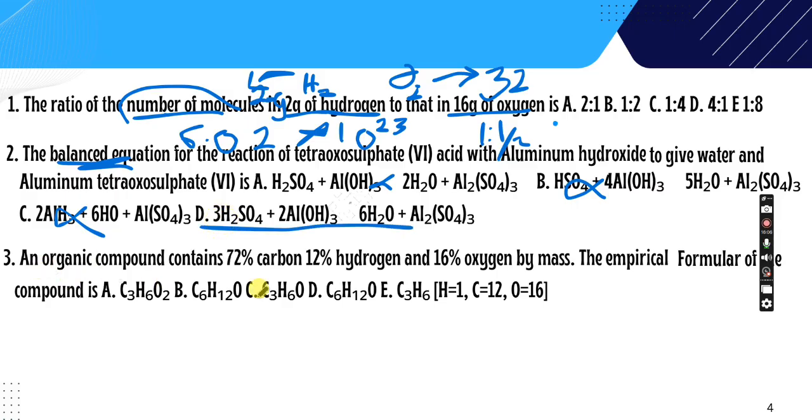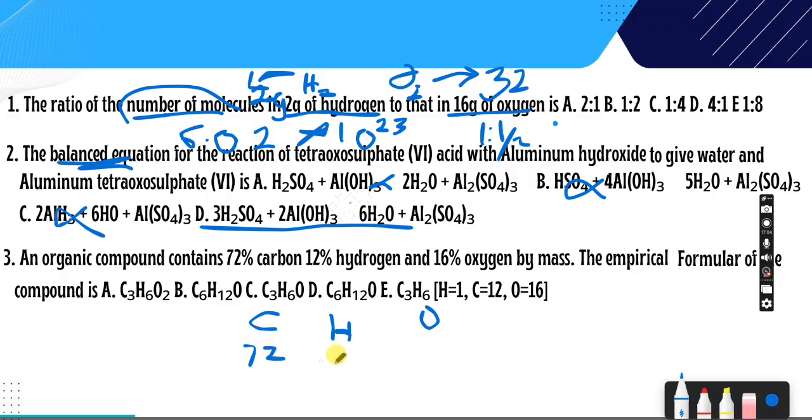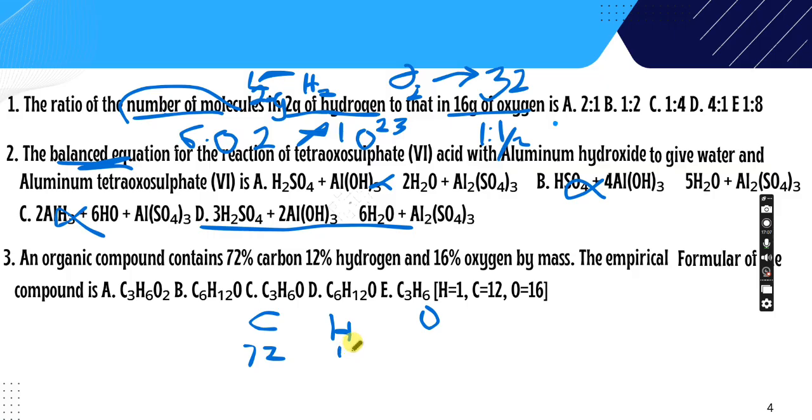Okay, next question says that an organic compound contains 72% carbon, 12% hydrogen, 16% oxygen by mass. The empirical formula of the compound is dash. This particular question is under empirical formula. So let's quickly solve it. We have our carbon, our hydrogen, and our oxygen. Carbon is 72, hydrogen is 12, and oxygen is 16.